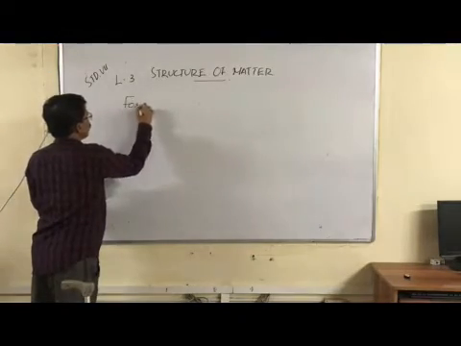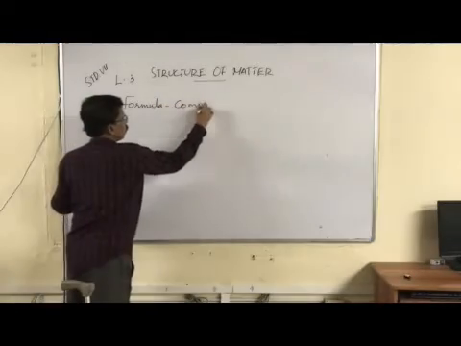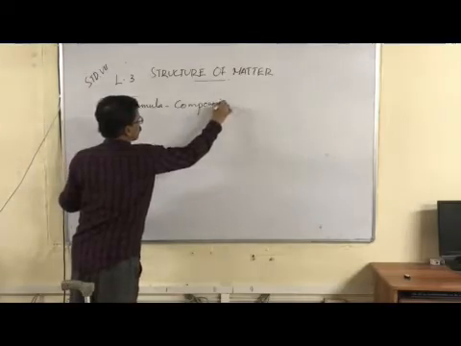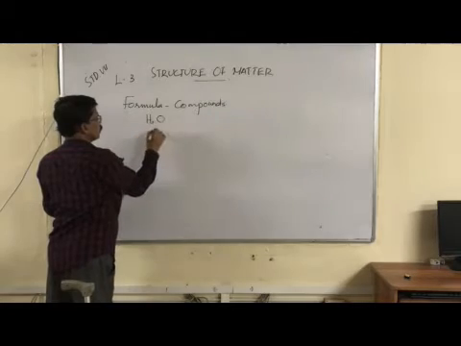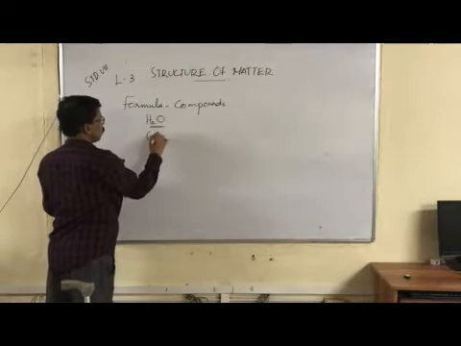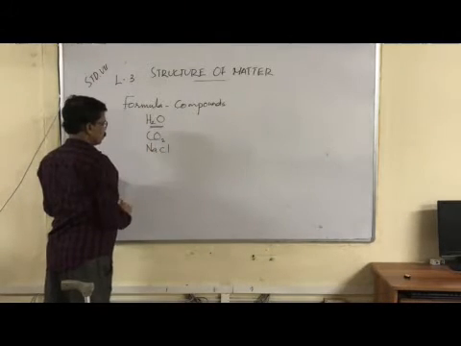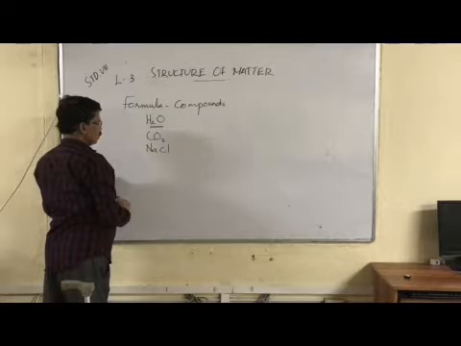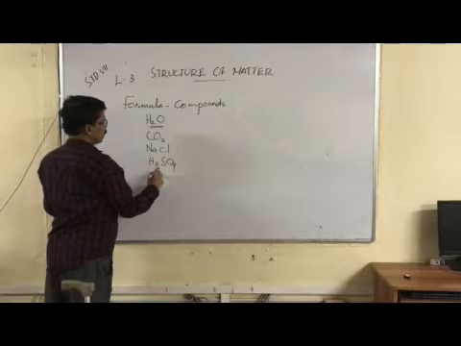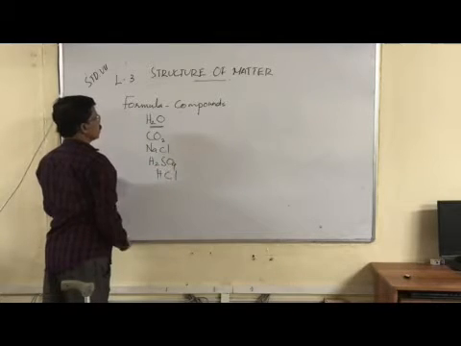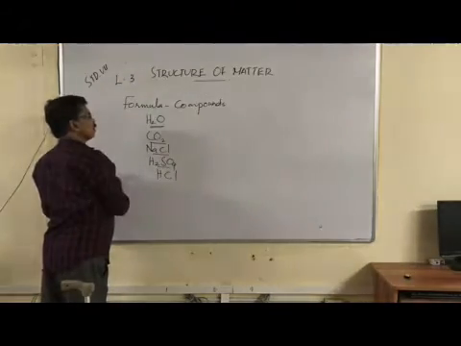What is a formula? A formula is used to represent a compound. So for example, water is a compound. This is the formula of water. This is the formula of carbon dioxide. This is the formula of sodium chloride. This is the formula of H2SO4, HCl. All these are the formulas of various compounds. So the formula represents the compounds.